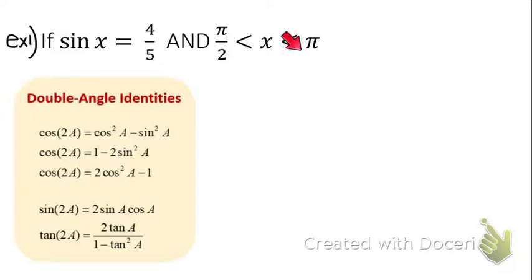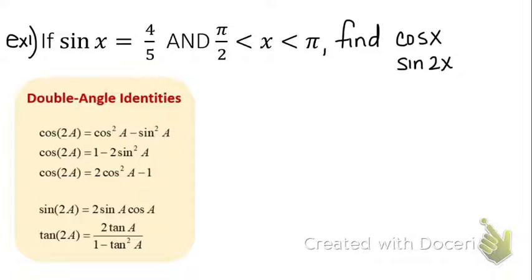So given this, we're going to find 3 things. The first thing we need to find is the cosine of x. And then we need to find the sine of 2x, which means because that's being multiplied by 2, I'm looking for a sine double angle. And then I'm also going to find the cosine double angle. So I'll give you a second to copy this down. And this part here is really important. We'll talk about that.